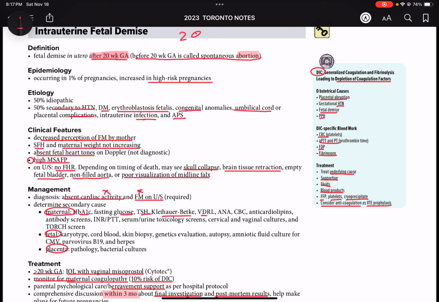So in history, the basic thing which we do ask them is ABCDE. Activity, any bleeding you saw, do you feel any contractions now, any discharge, and what was the estimated date of delivery. You recalculated every visit, right? So if they don't feel the activity, that's a red flag.